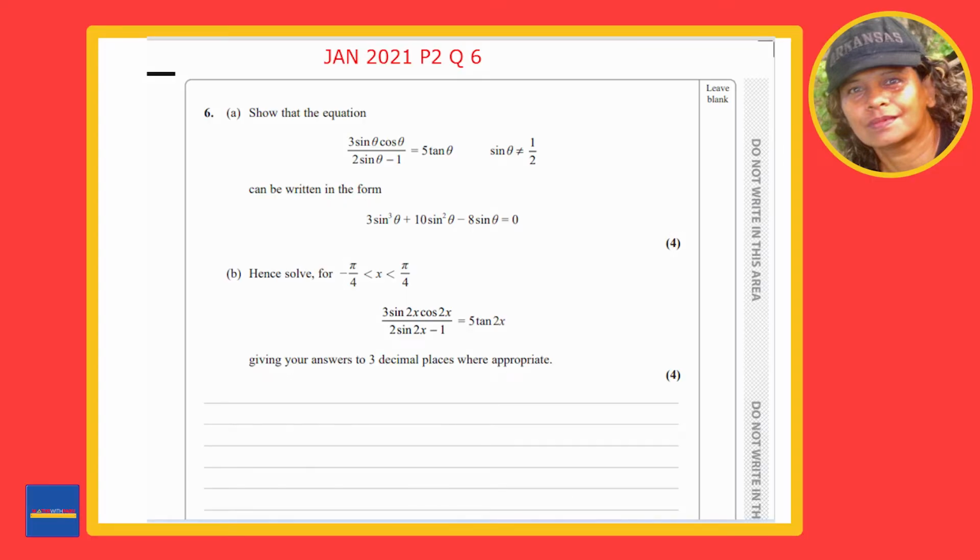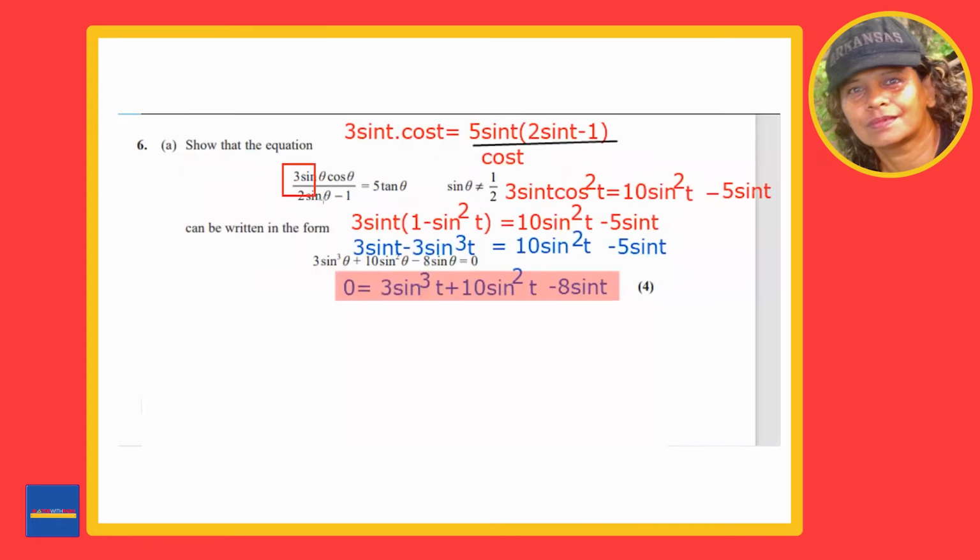Let's begin. So the first part of the question is about showing this equation, the identity that they have given us. On the left-hand side, we're supposed to show that this entire equation can be written as this. So the first step that I'm going to do is rewrite 3 sine theta cosine theta, and leave that on the left-hand side, like this.